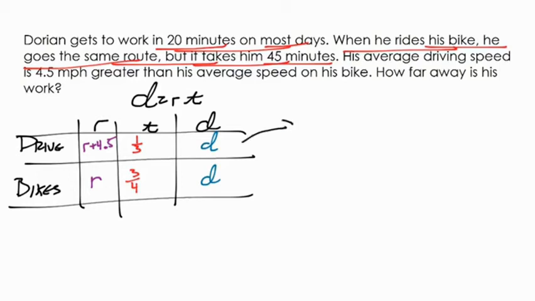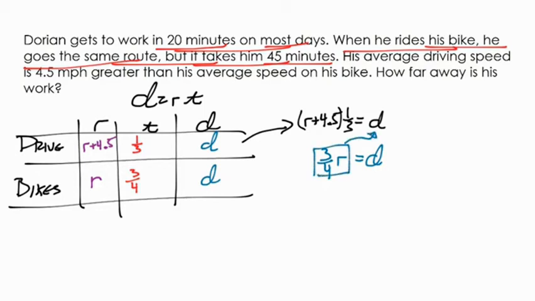Now we can write our two equations. We know that the distance driving is equal to the rate times the time. Now we're ready to solve our system. We have two equations with the same variables. I'm going to solve with substitution, and since 3/4 r is equal to d, I can substitute it in for the d in the other equation. And so if I copy down what I have, r plus 4.5 times a third is equal to 3/4 r. And now let's just solve with some algebra.